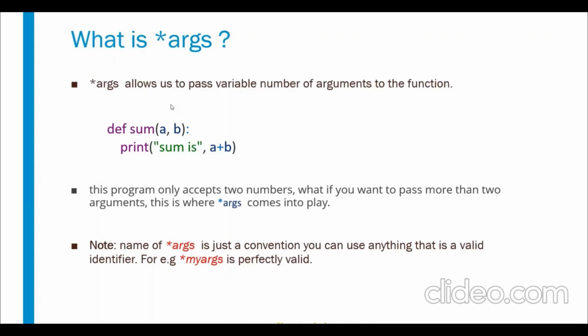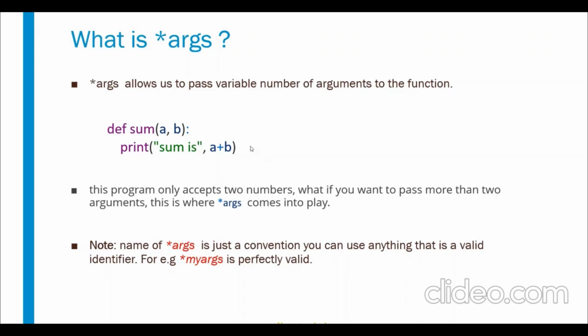Let us see this example. *args allows us to pass a variable number of arguments to the function. Suppose I have created one function called sum, which takes two parameters and adds these two numbers. This program only accepts two numbers. If I want to pass three numbers, or four or five parameters, how can we make this function take multiple or variable arguments?